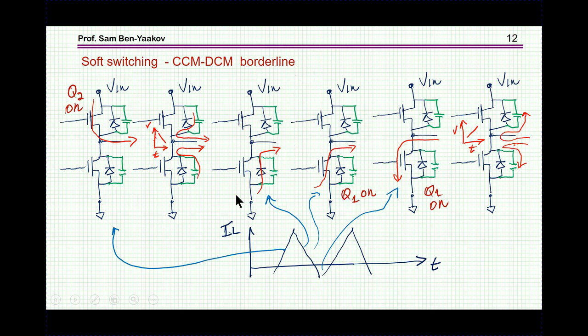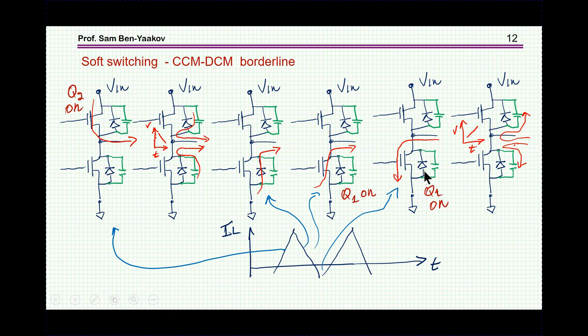So here we have this situation. We start with the current going this way. We turn off this transistor, and as before, the voltage starts to drop. Then the current goes through the diode. We turn on the transistor. But then here, the current flips over and goes negative. So it goes through the transistor in the negative direction, not through the diode.